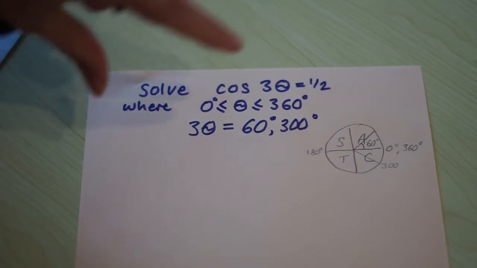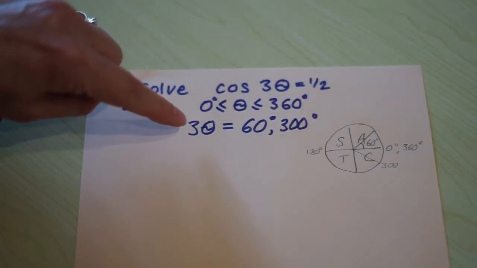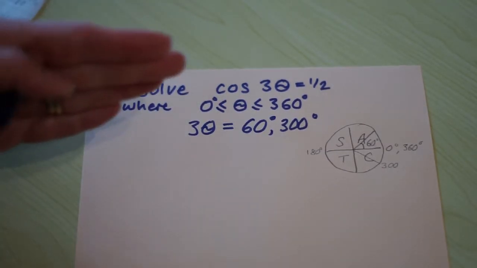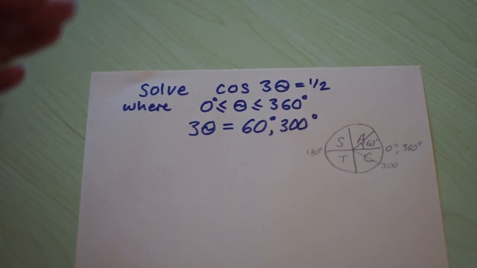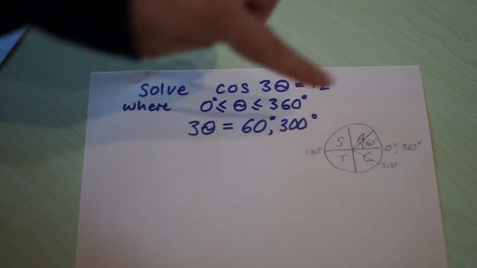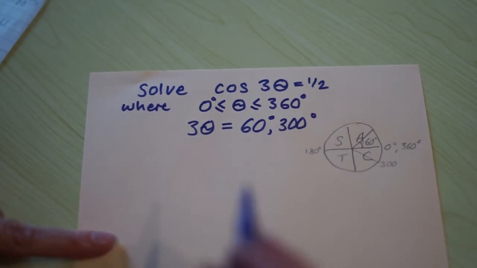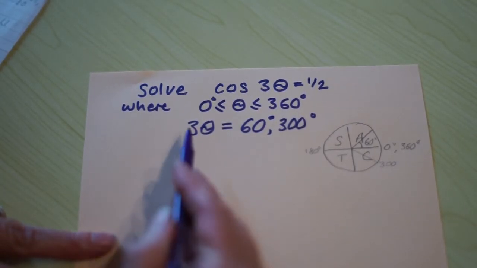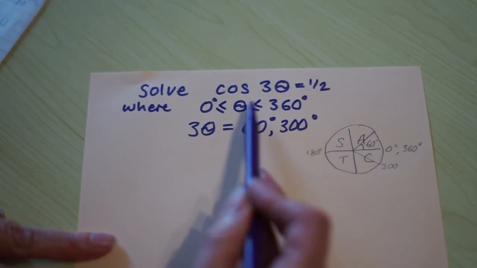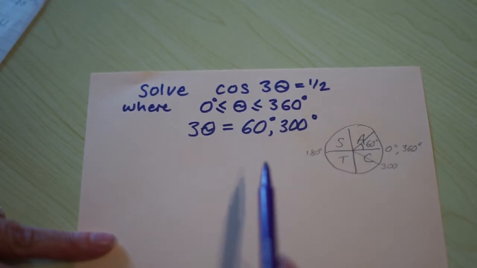Let me just say at this point that at this stage, when we're finding out what 3 theta is, that's the time to work out all of the possibilities of the angles using the CAST diagram or the relevant trig graph. This is the time to do it. But at this stage, all of the possibilities aren't the answers. We need to go to the next stage and find out actually what theta is, because when we're solving this problem, we're finding out what theta is, not what the 3 theta is.